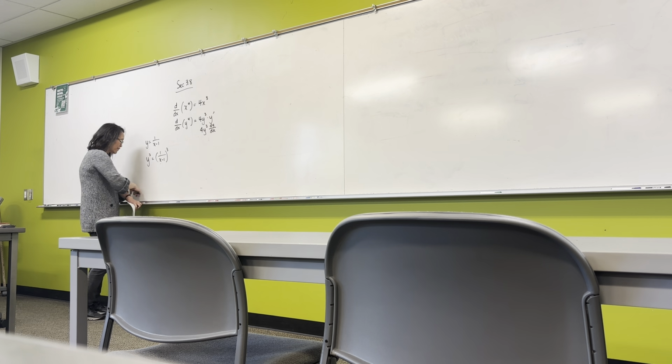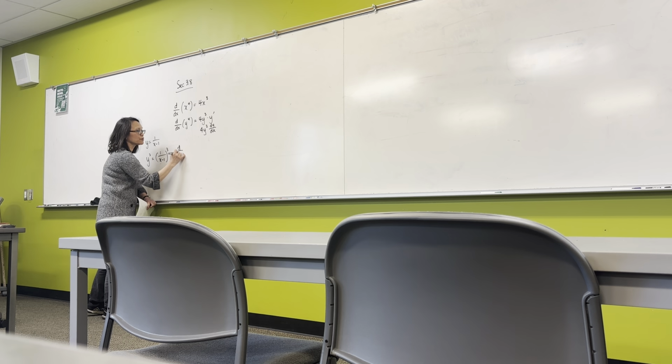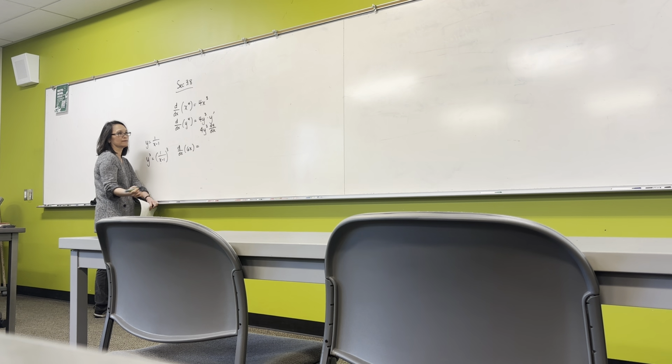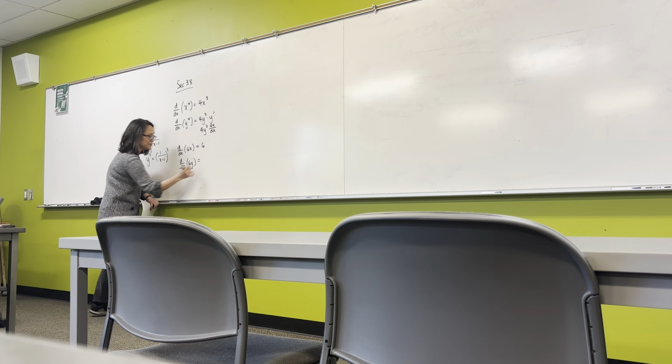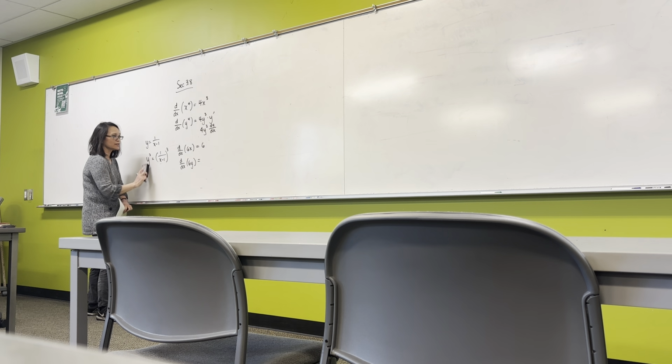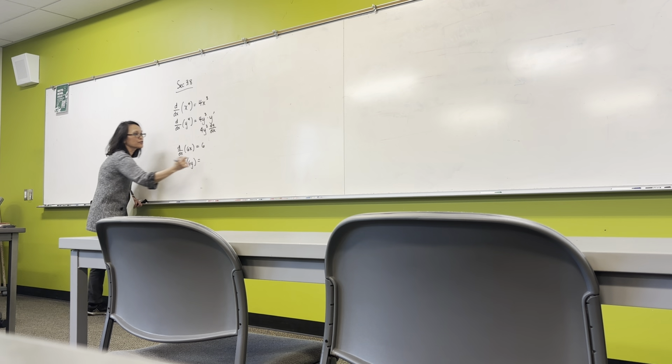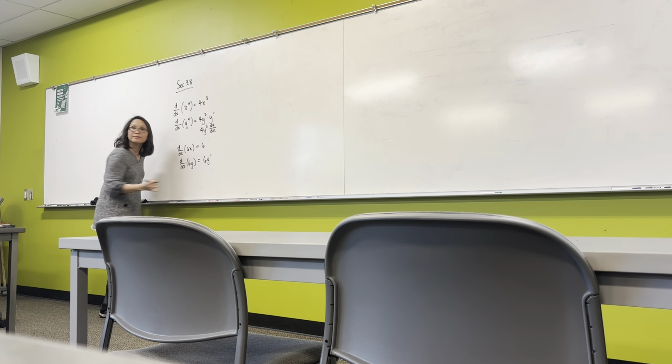Okay. What if I have the derivative with respect to x of a 6x? What is that? That was just 6. But what's the derivative with respect to x of a 6y? 6 times y prime. Exactly. Okay. So it's going to be 6 times y prime.